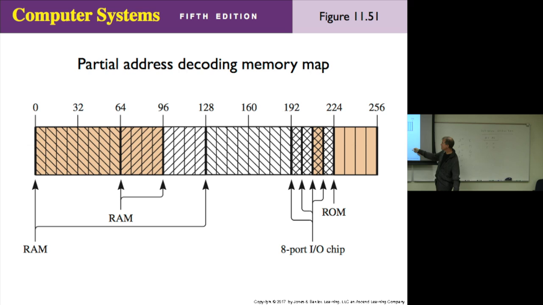So look at figure 11.50. What we've done is we've taken this RAM, which is our first RAM, at address 0, and by doing the partial address decoding, we have duplicated it at 128. So if we access anything between 128 and 192, we are actually going to read the exact same memory, the exact same values. So as far as the CPU is concerned, it's a clone. It's duplicated.